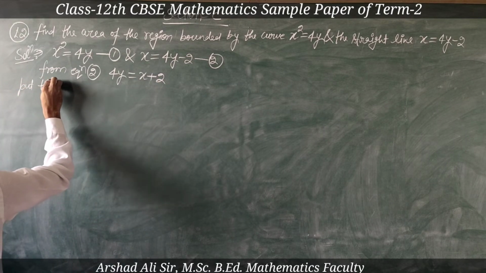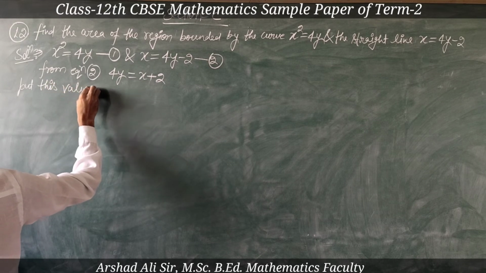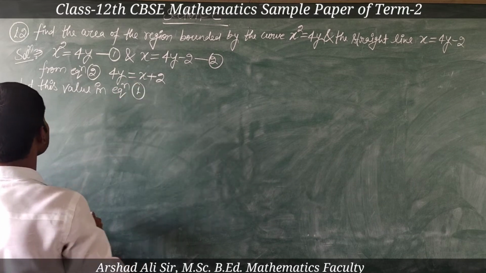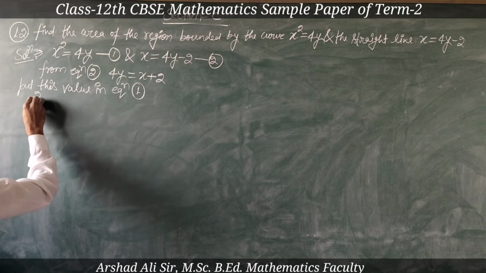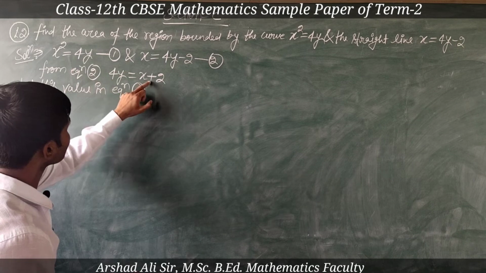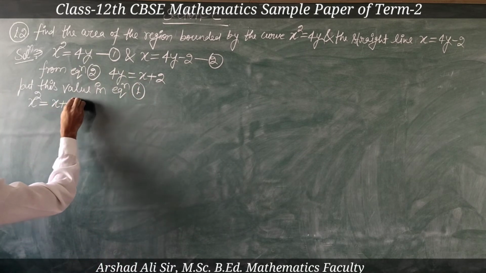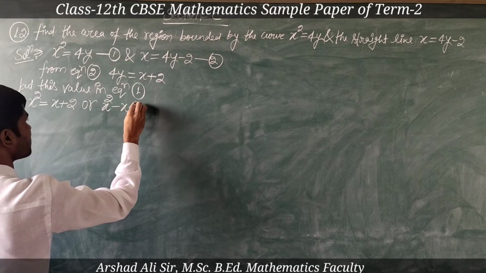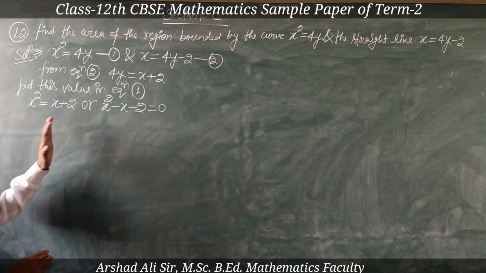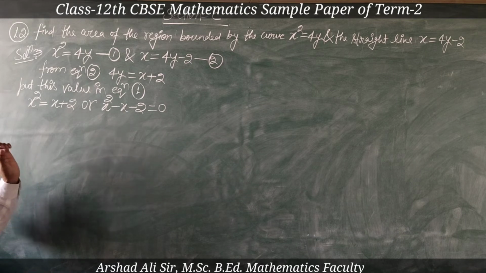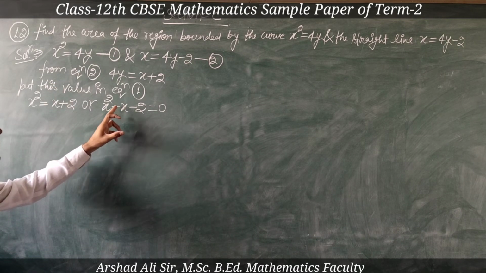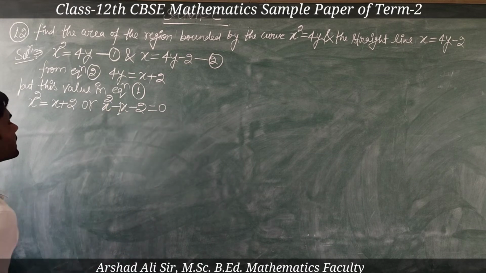Put this value in the equation first. Okay, x square is equal to 4y, which means x square is equal to 4 times (x plus 2) over 4, or we can write x square minus x minus 2 is equal to 0. Now we have this quadratic equation. We have to find factors of 2 such that their difference would be 1. So the factors of 2 are 2 and 1, and 2 minus 1 will be 1.